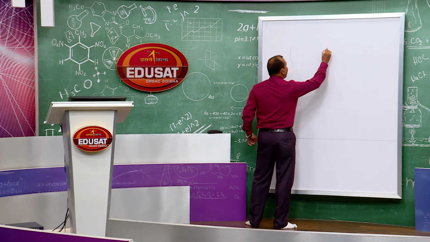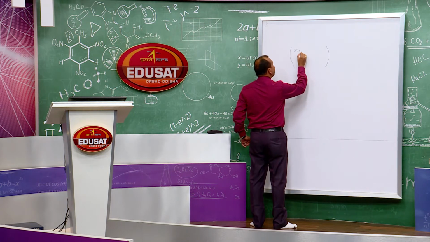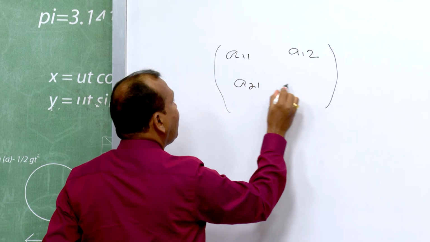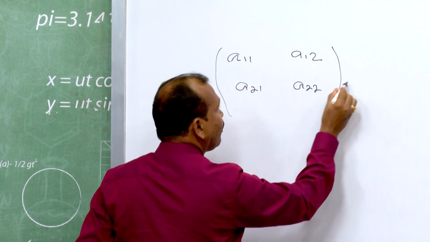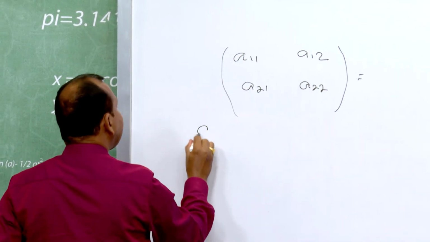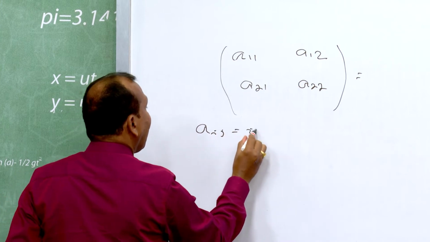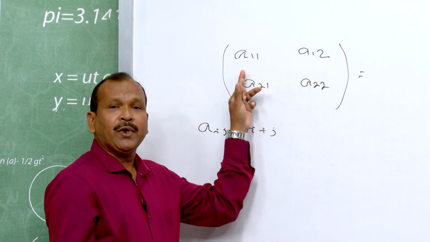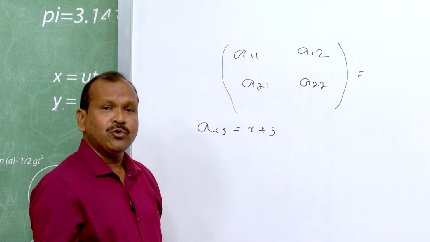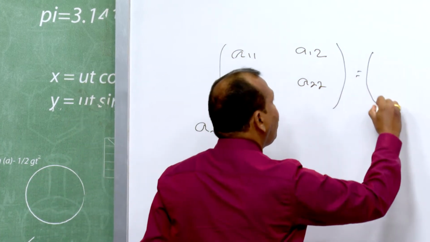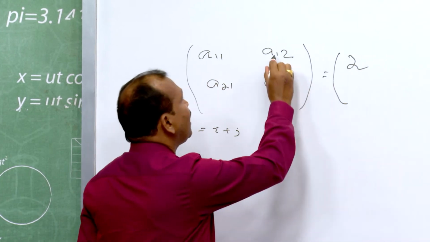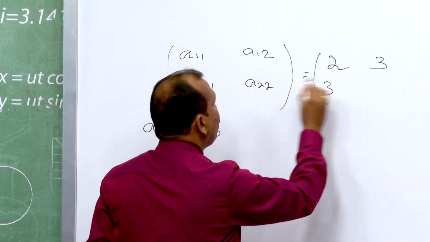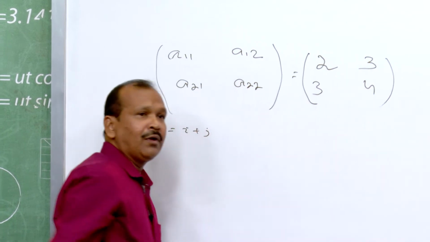Now in that form A11, A12, A21, A22. Here Aij is given as i plus j. In that case i becomes 1, j becomes 1. That becomes 1 plus 1, that is 2. 1 plus 2 is equal to 3. 2 plus 1 becomes 3 and 2 plus 2 is equal to 4.